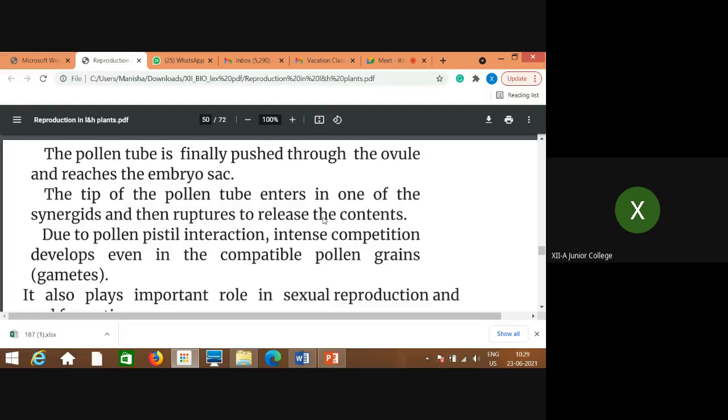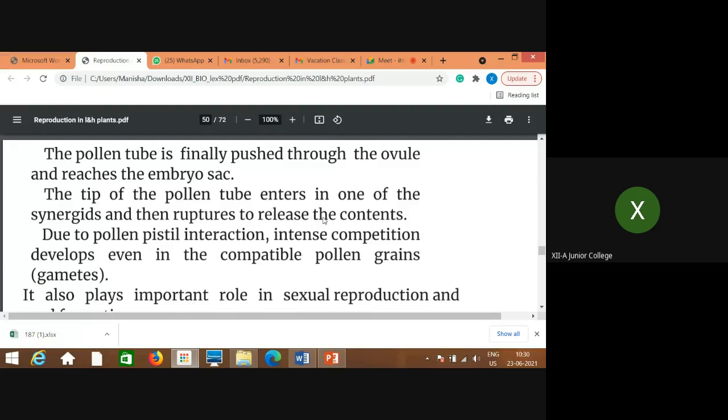Now, what is that connecting tubular structure from the stigma? Through the style, it reaches the ovule, correct? The ovule, whichever it is, is present in the ovary. Ovary, style, and stigma are the parts of the carpel or pistil, or you can say gynoecium. So once the pollen tube is formed, it starts growing through the style and reaches the ovule, that is, the embryo sac in the ovule.